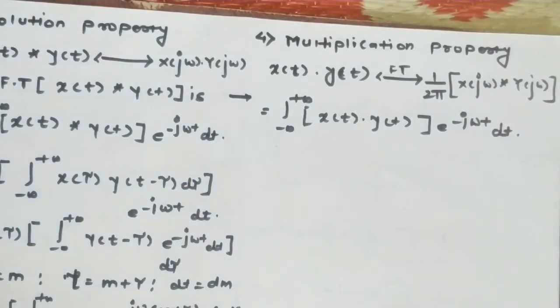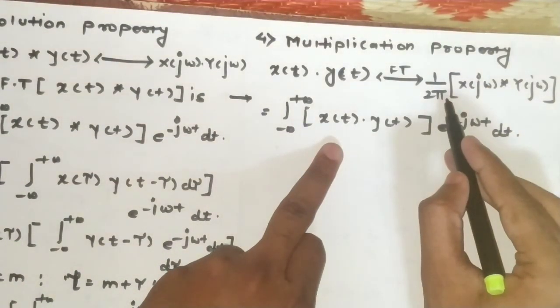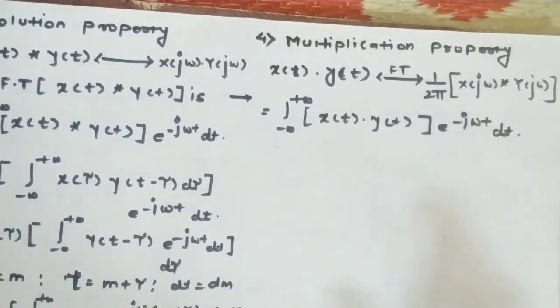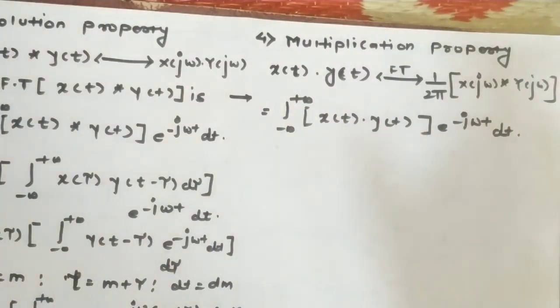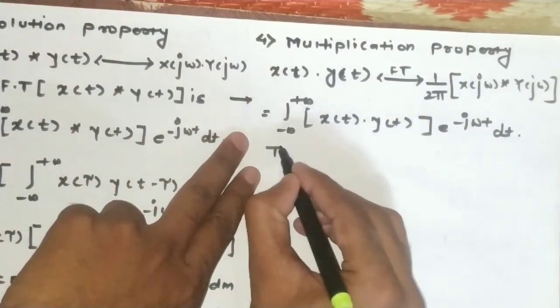Now remember the step. In the next step, we'll look at the term required on the right-hand side. We need 1 by 2 pi, so for 1 by 2 pi we have to go for the inverse Fourier transform. So either x(t) or y(t) should be represented in the form of its inverse Fourier transform. Here I am treating y(t) this way.